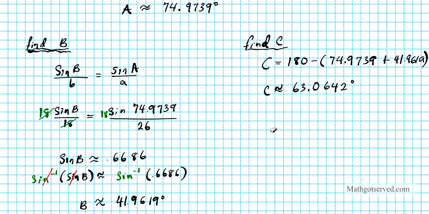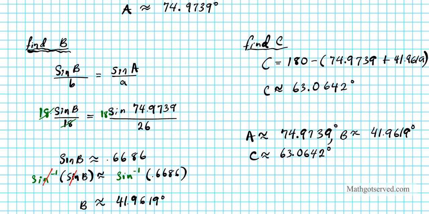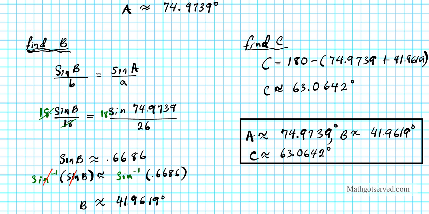All right, so let's go ahead and organize all our answers together. These are our solutions. So our solutions are angle A is approximately 74.9739 degrees. Angle B is approximately 41.9619 degrees, and angle C is approximately 63.0642 degrees. So there goes your three angular measures for the triangle.